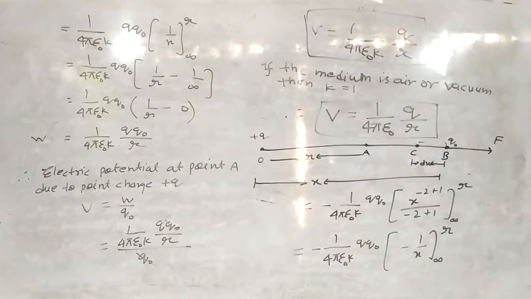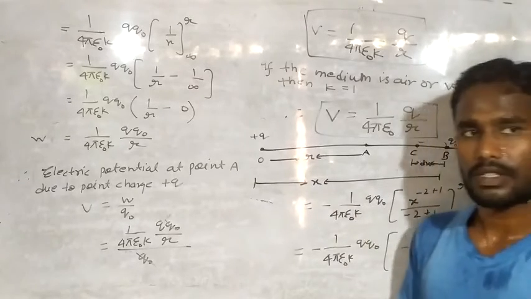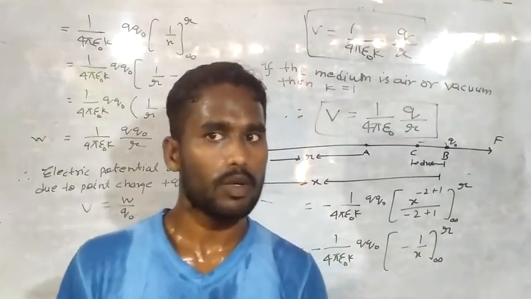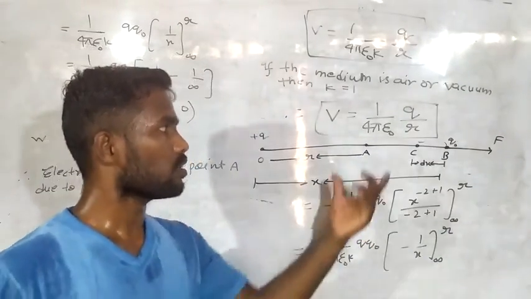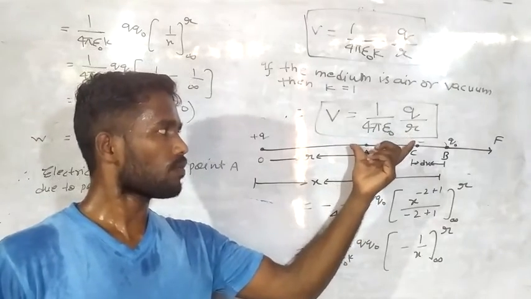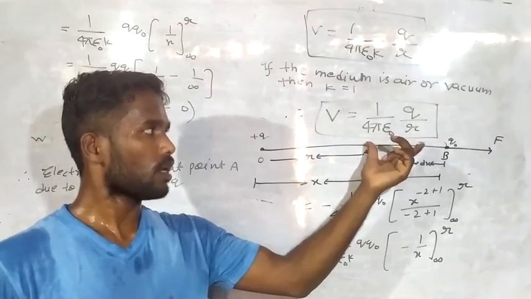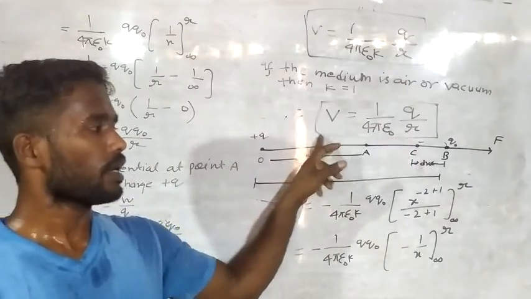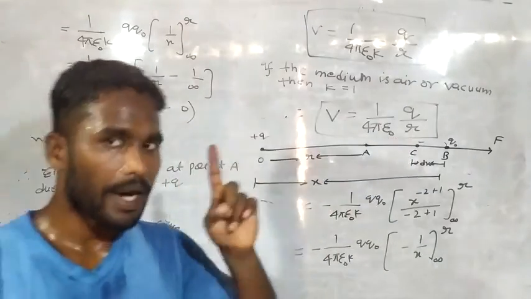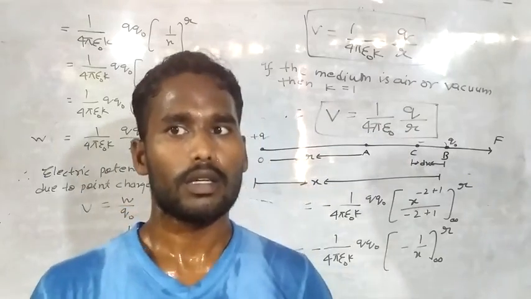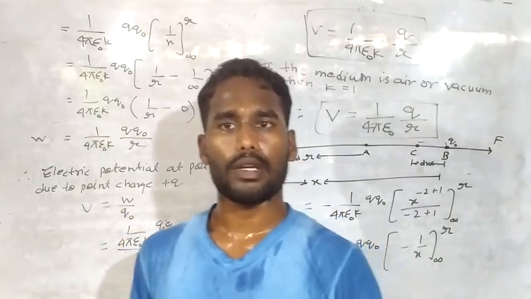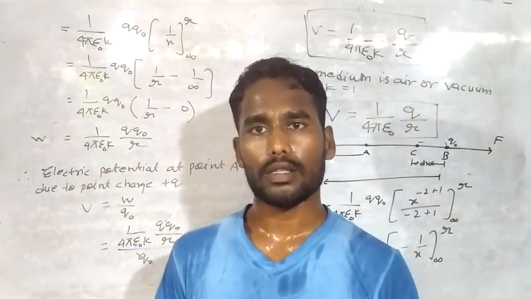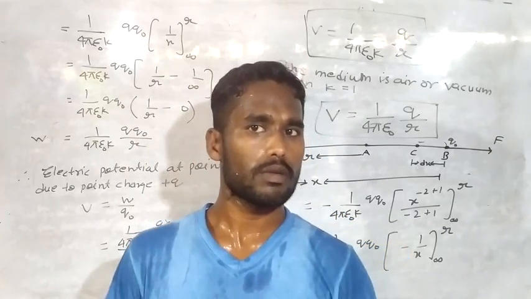Okay student, this was the derivation of electric potential at a point due to a point charge. So now we have derived and found the formula of electric potential at a point due to a point charge. So this topic is complete, student. Now in the next video I will be with you with the next topic. Okay students.